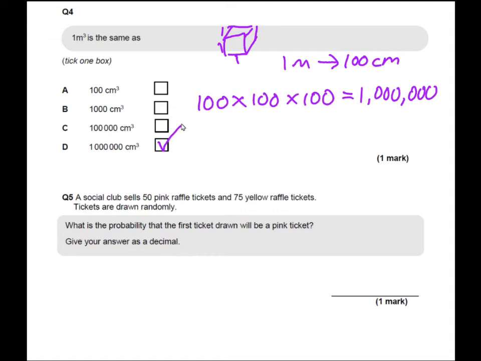Question 5. A social club sells 50 pink raffle tickets and 75 yellow raffle tickets. Tickets are drawn randomly. What is the probability that the first ticket drawn will be a pink ticket? Give your answer as a decimal. So, we've got a total of 50 plus 75 tickets. So put this in your calculator to get 125 tickets in total.